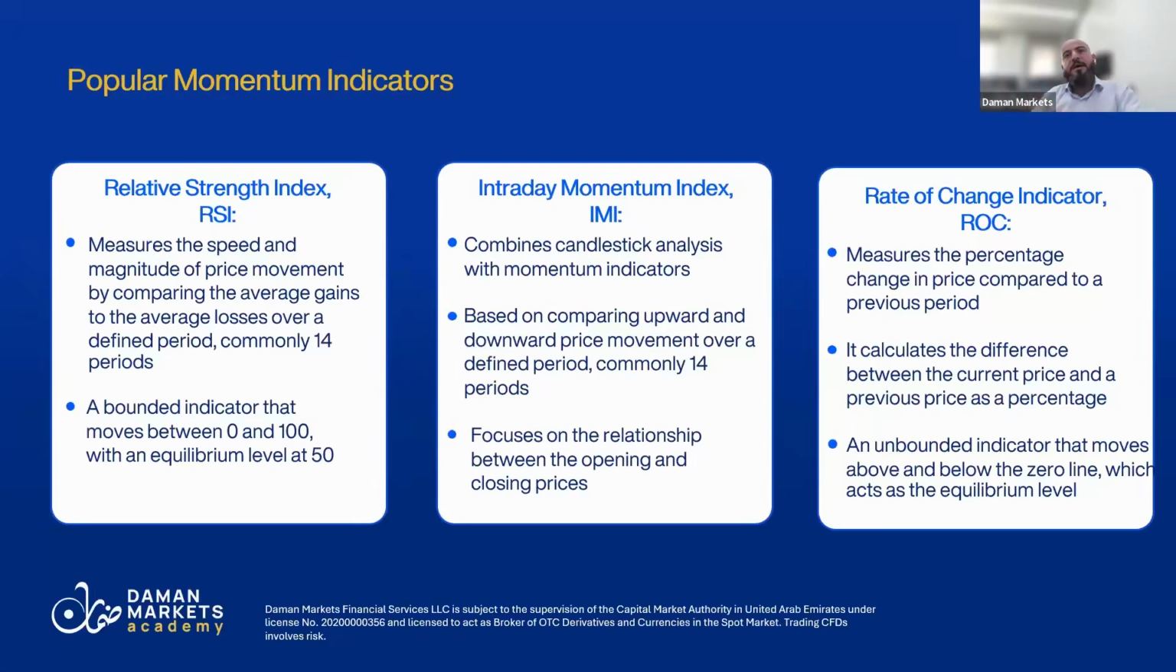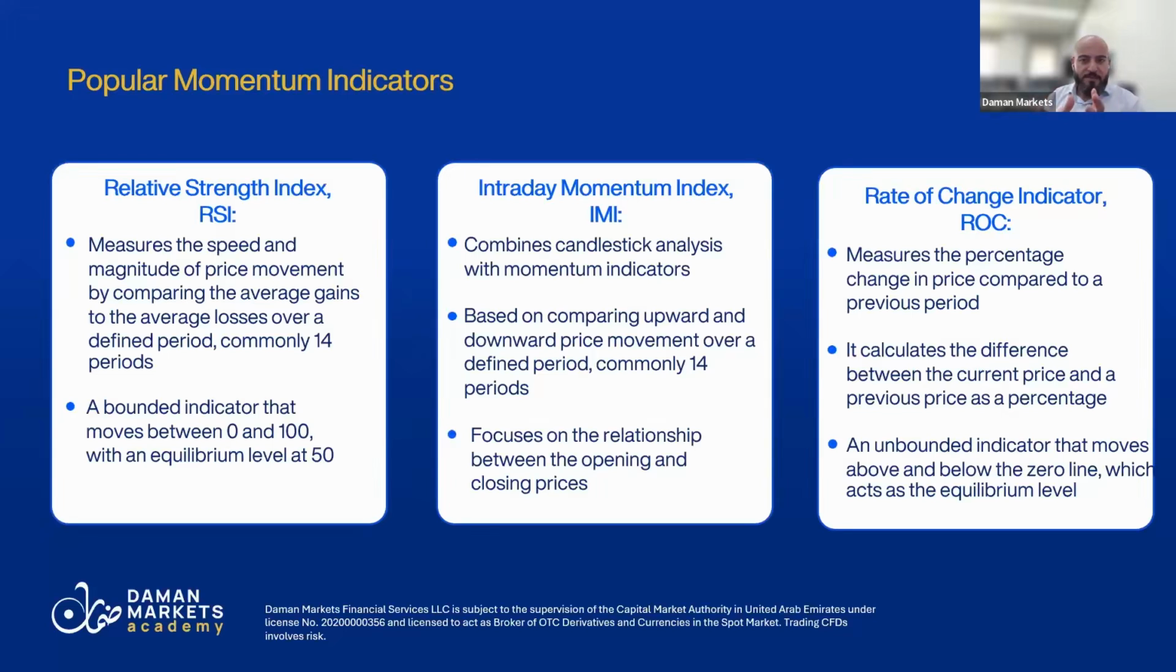The intraday momentum index is another commonly used momentum oscillator, and it is kind of similar to the RSI, with the only difference that it combines Japanese candlesticks with momentum. It combines candlestick analysis with momentum indicators. It is calculated based on comparing upward and downward price movement over a defined period. Again, it is 14 periods. Why 14? Because 14 is half a lunar cycle. So the lunar cycle is 28 days.